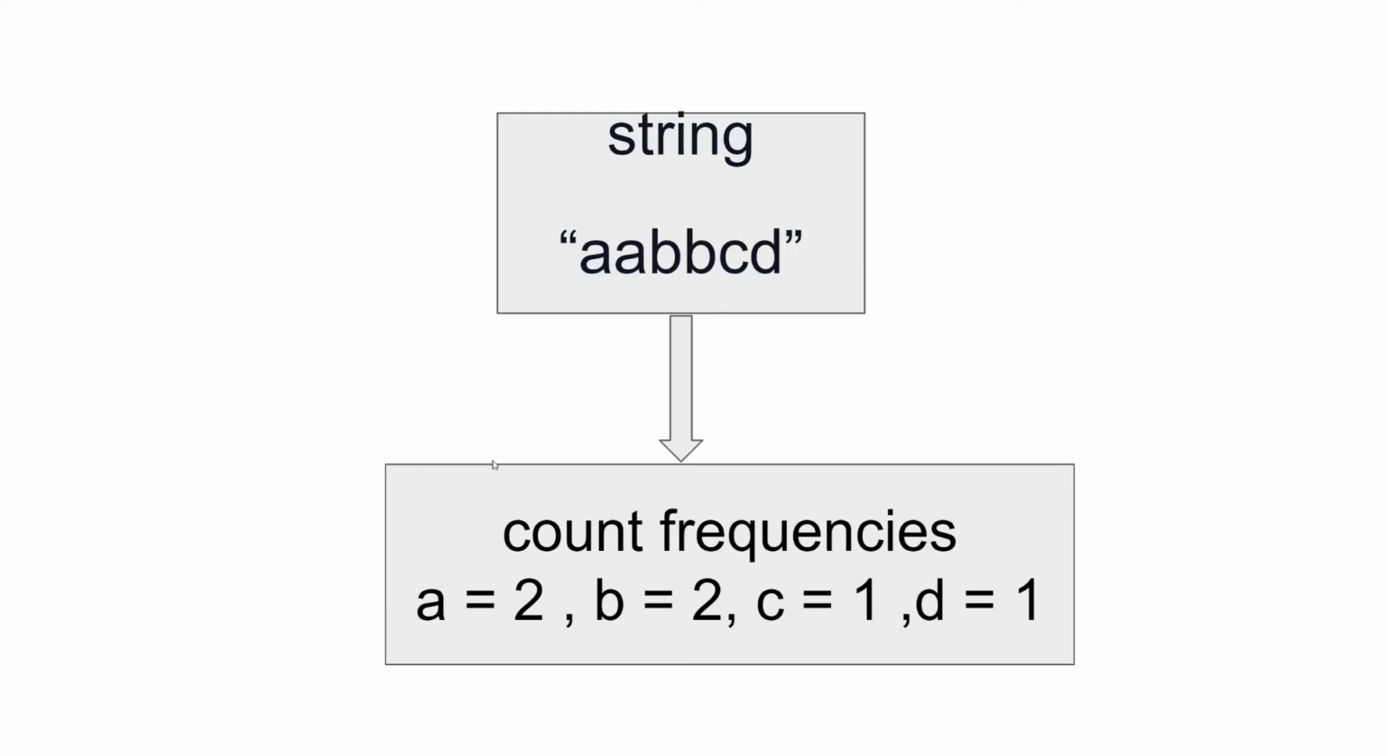However, we still want to work through the problem in numbered steps to make sure that we can apply the logic to other inputs. So the first thing we have to do is count the number of frequencies of the characters within the string. For A, we have 2 occurrences. For B, we have 2 occurrences. And for C, we have 1 occurrence. And for D, we have 1 occurrence.